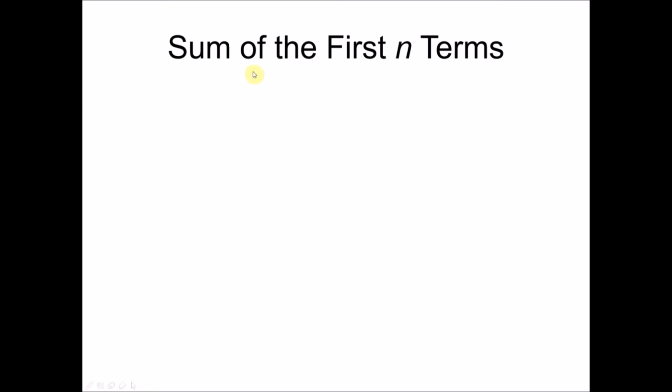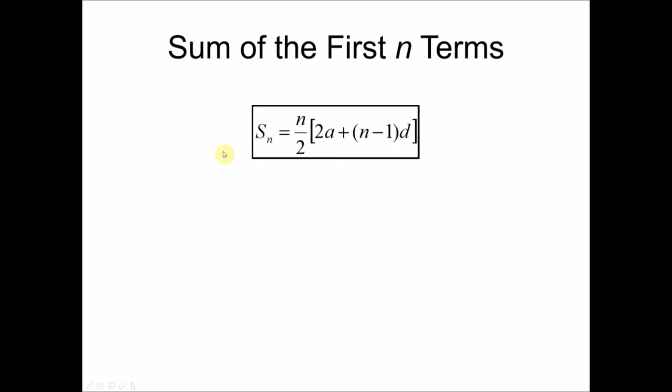So let's start. For the sum of the first n terms, we have a formula. The capital letter S with a subscript n represents the sum of the first n terms, and it equals n over 2, in brackets 2 times a plus in brackets n minus 1 times d, where a means the first term and d is the common difference.